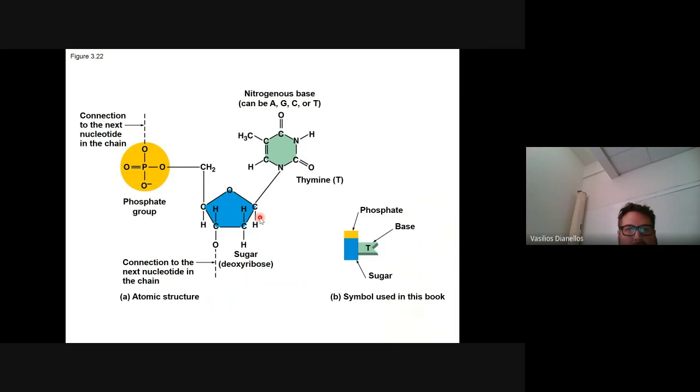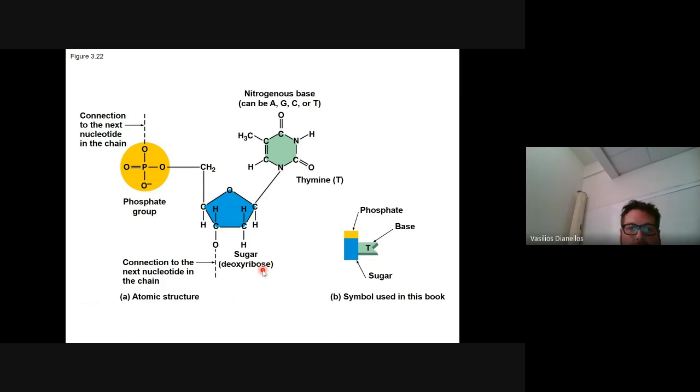Here's some more pictures. This one's actually from your book. Again, here's the sugar, the blue part. Here's the phosphate group, which is yellow. And then there's your base, which is green. That's one way of looking at it. Here's a different way. It's the same molecule, just drawn a different way. Sugar in blue, phosphate still in yellow, and the base still green. And that's it. That's how it works. Any questions about this picture?